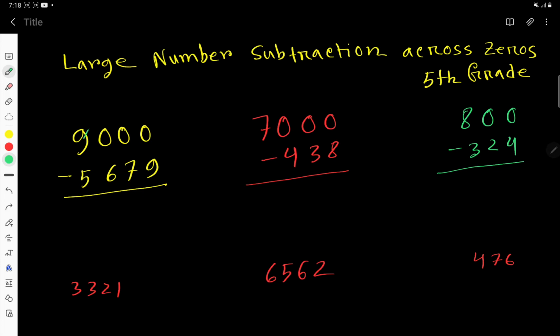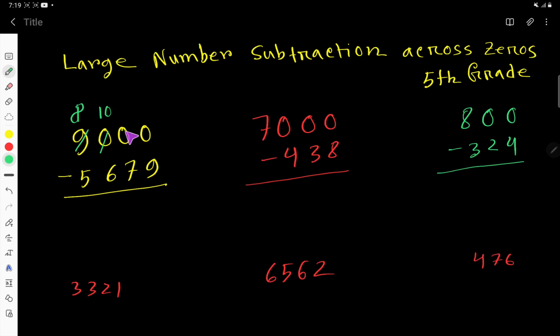So borrow 1000, so you are remaining 8000. 1000 in the hundreds column will be 10 hundreds. 10 hundreds means 1000. You just have to borrow 1 and place it before this 0. So you are getting 10 hundreds. 10 hundreds means 1000. That is, you are regrouping and renaming.